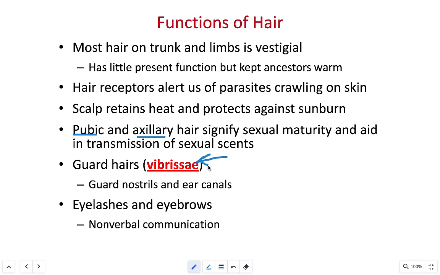When we think of guard hairs, those big nose hairs in your nostrils, it seems like for whatever reason, old dudes, their nose hairs just get enormous. There's a special name for those. They're called vibrissae.